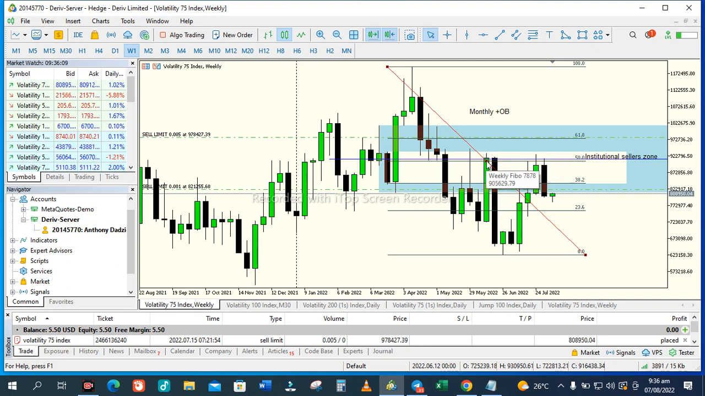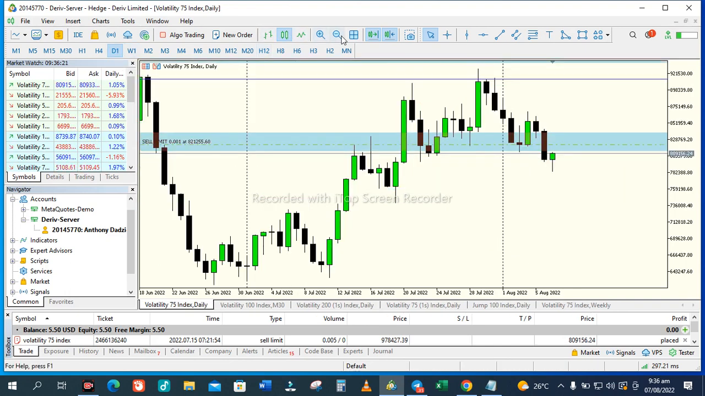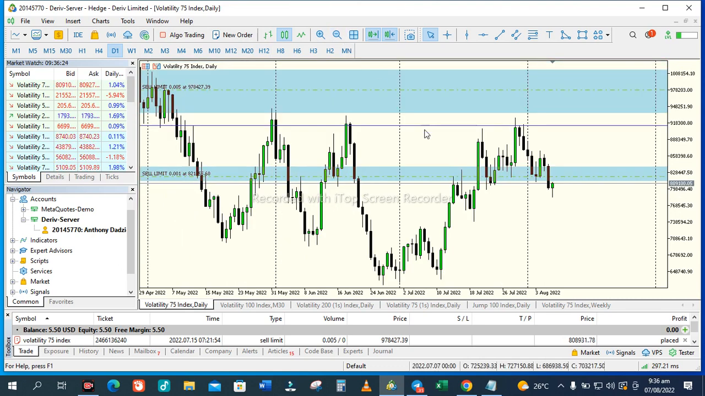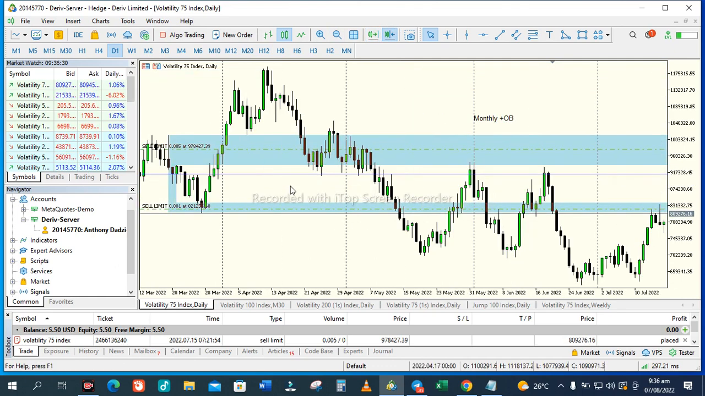So now let's go down to a daily time frame and see if we can really find a very correct entry. Okay, all right, so we are on the daily time frame now. So let's say this was the initial things that happened on the market.